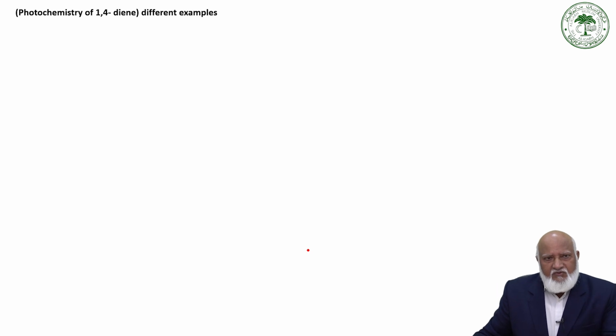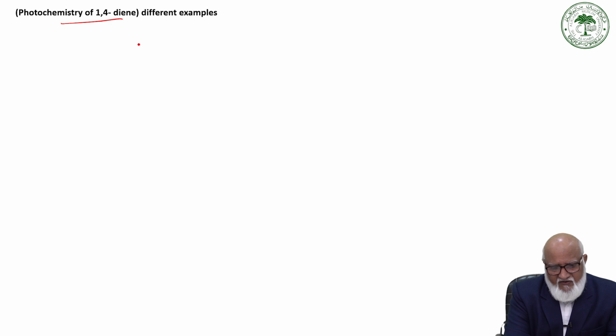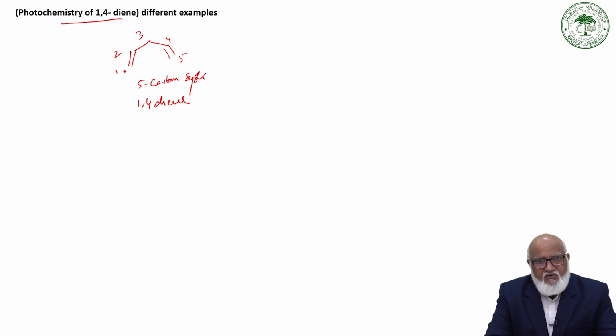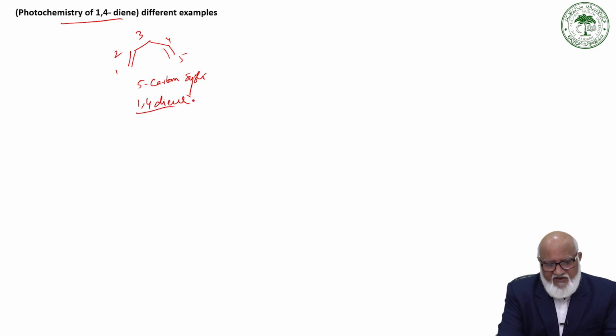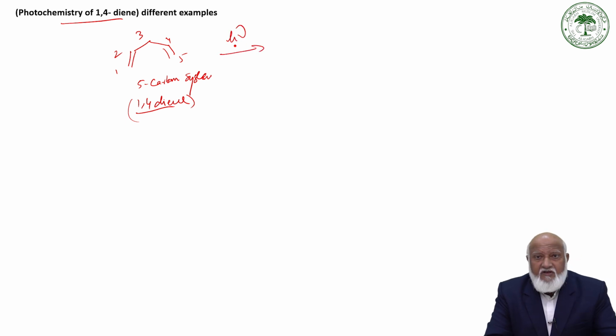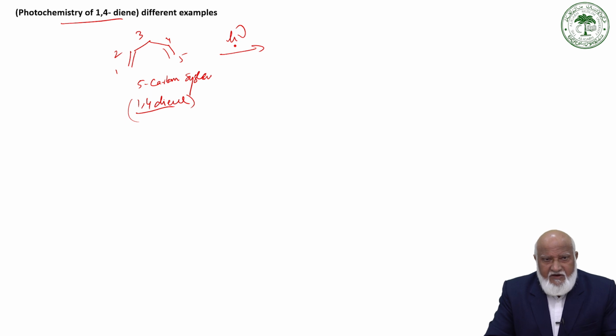Now coming further to look into the photochemistry of 1,4 dienes. If you write this, 1, 2, 3, 4, 5 is a 5 carbon system, and this is a 1,4 diene. So there is a double bond between carbon 1 and 2, and a second double bond between carbon 4 and 5. So this is a 1,4 diene, a 5 carbon system, and in the presence of light it undergoes a very interesting photochemistry called the di-pi-methane rearrangement.